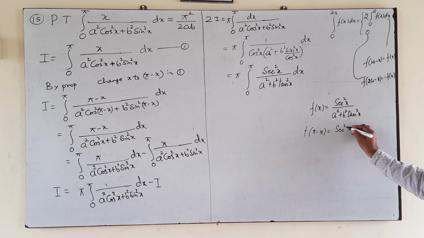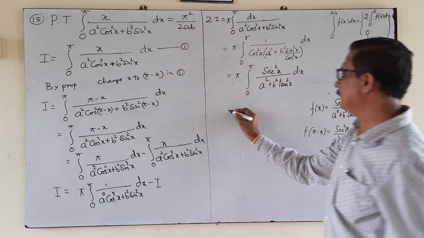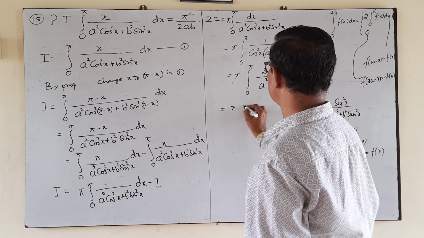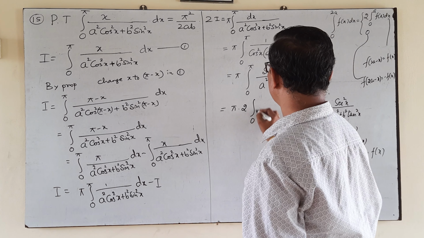2 times 0 to half of the upper limit. 2a is there, half a. 2 times 0 to half of the upper limit f of x. So what happens? Pi constant as it is. 2 times 0 to half of the upper limit, pi by 2, secant square x divided by a square plus b square tan square x with respect to x. Here we used property number 7. We have used the 7th property here.